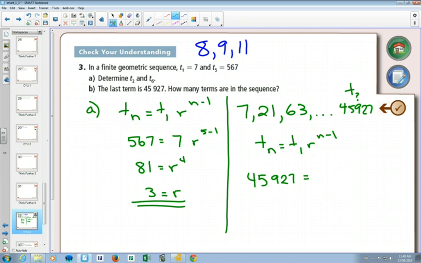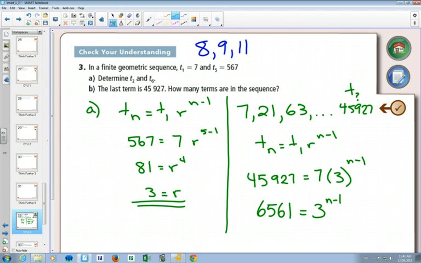45,927. We know term 1 is 7. We know r is 3. We have n minus 1. Now, if I take 45,927 and divide it by 7, I'm going to get 6,561 equals 3 to the n minus 1.